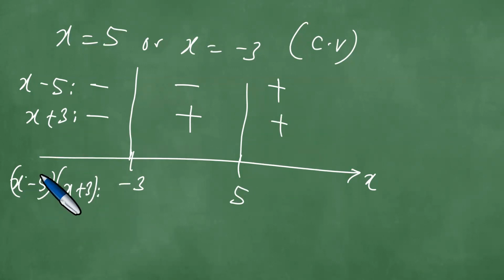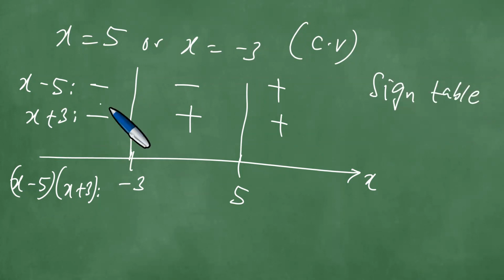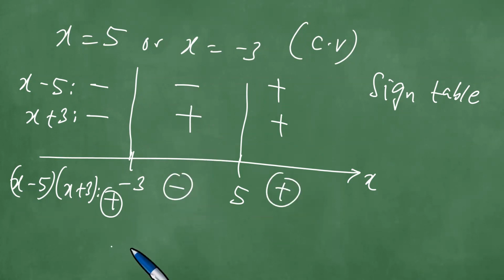Then what you do is you multiply the signs here. This is called the sign table. I know you might be seeing it for the first time. Multiply this with that and you get a plus. Multiply this by this, you get a minus. Multiply this by this, you get a plus. Negative. Positive. Yes, good. So there are many ways.